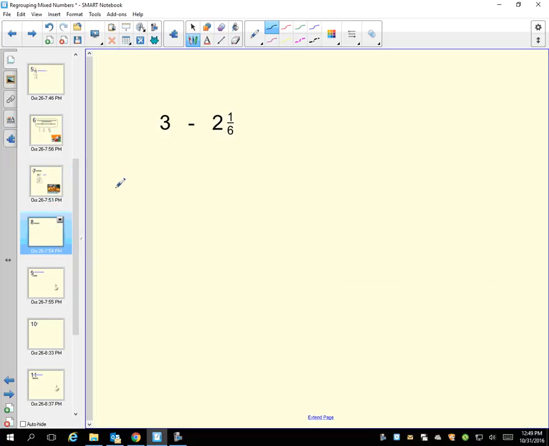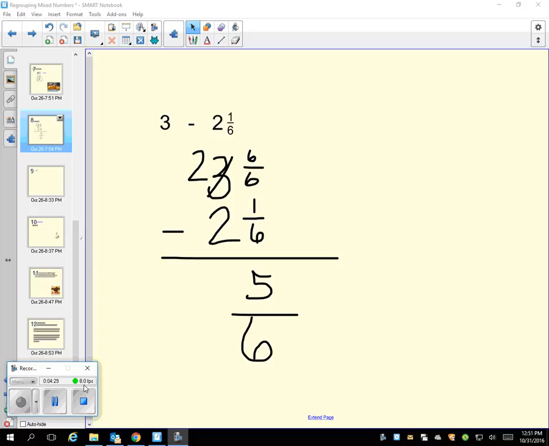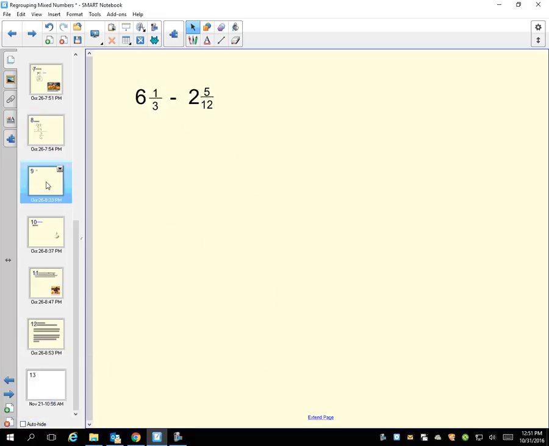Okay, let's write this problem down. I want you to pause the video and try this one on your own. Okay, compare your answer with mine. Okay, let's move on to another. Here we have 6 1/3 minus 2 5/12. Let's write it vertically.